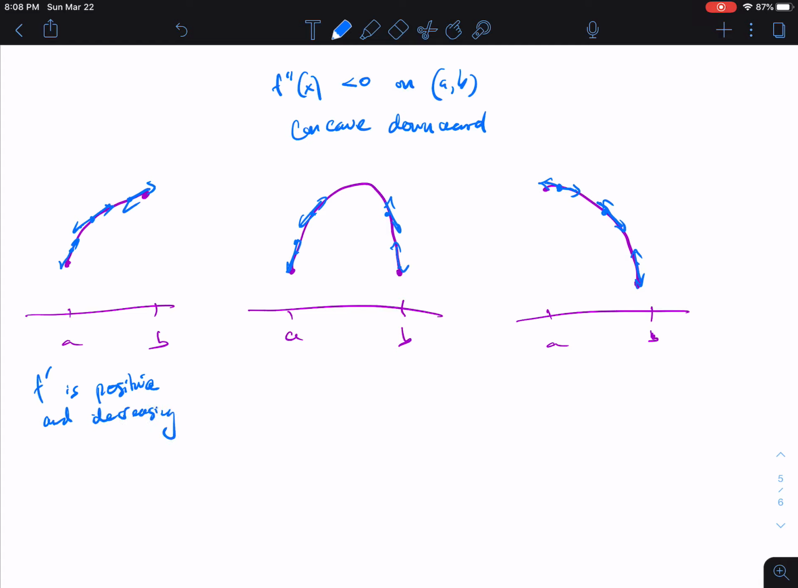Whereas this one here, f prime decreases from positive slope to negative. And over here we have f prime of x. It's negative already, but it's getting more negative. So f prime is negative and decreasing.